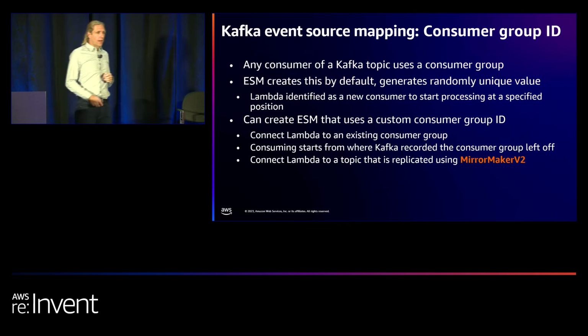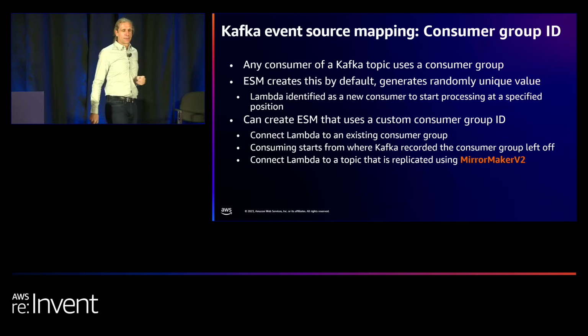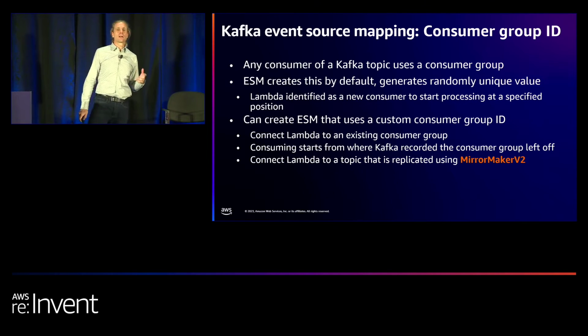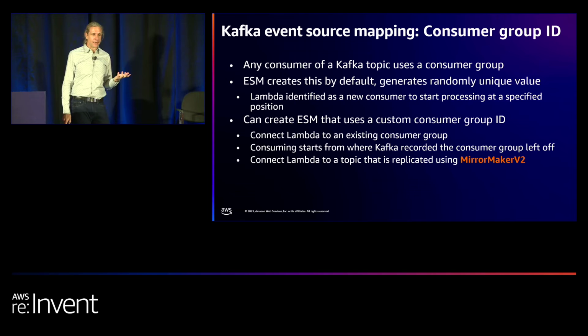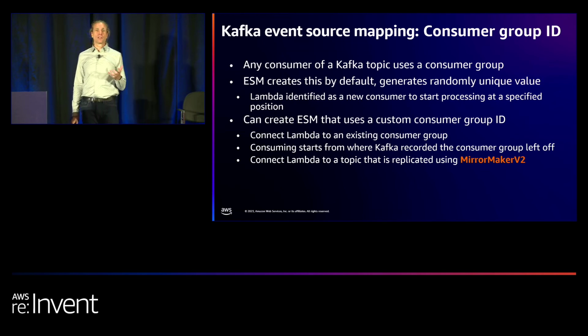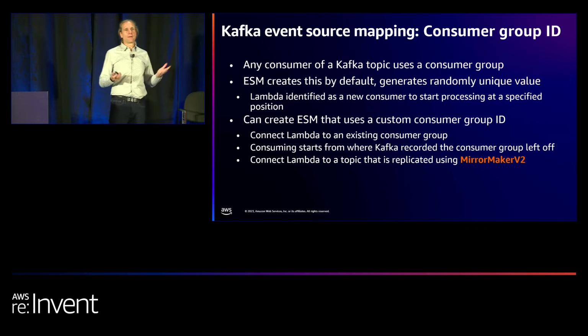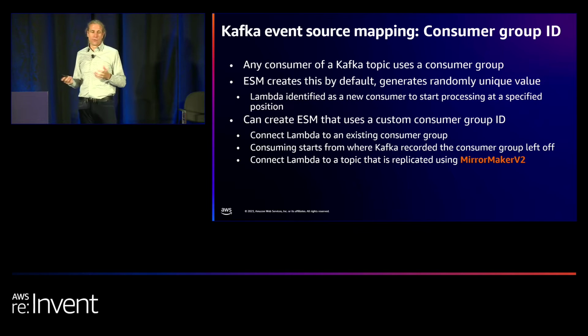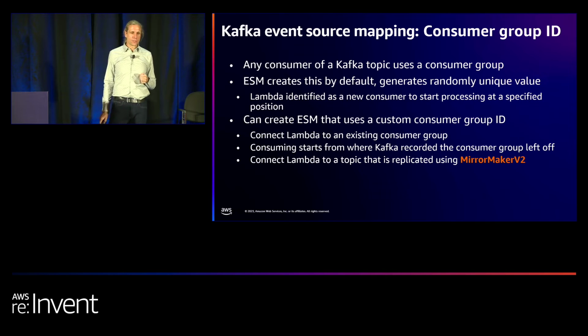Then on the Kafka side, this is not applicable to Kinesis, you have a consumer group ID, which you can now customize. The consumer group ID is what uniquely identifies a consumer in the Kafka world. This feature works for both MSK and self-managed Kafka event sources. And if you don't specify one, the Lambda event source mapping is just going to create a unique UUID, and that's going to act as a new consumer.